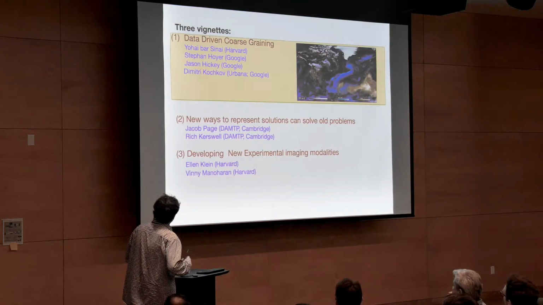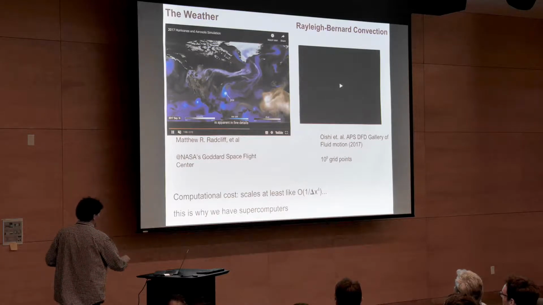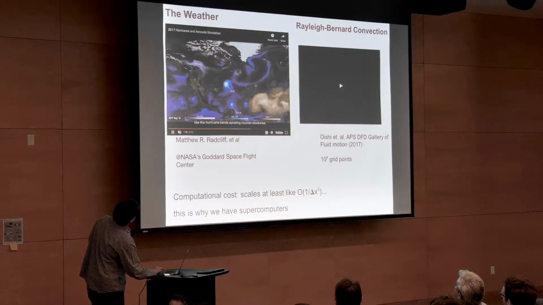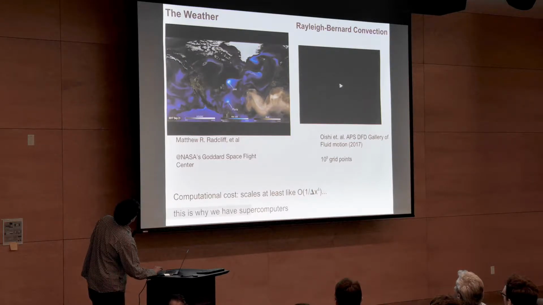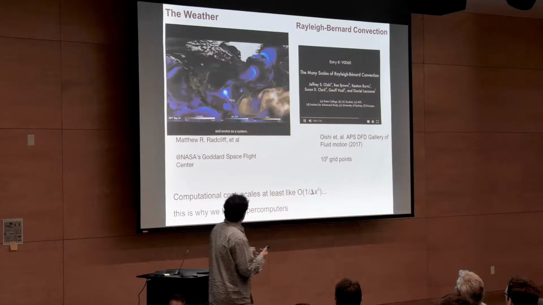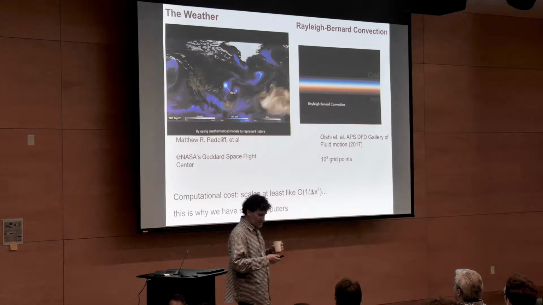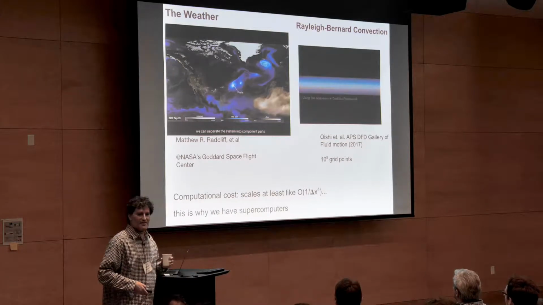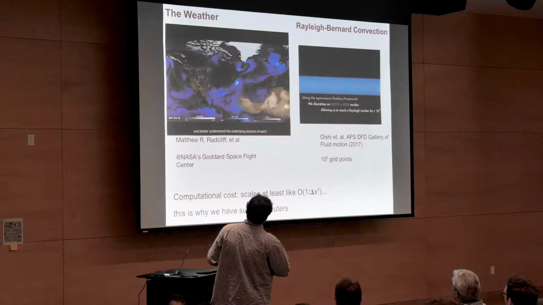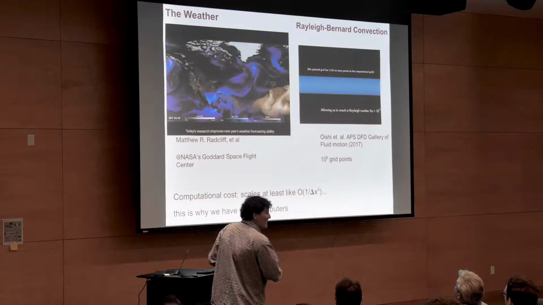So data-driven coarse graining. The way that this goes is these are supposed to be simulations. These are simulations of the weather, and here's a simulation of turbulent convection. What you're supposed to see is that there's just tremendous complexity. Fluid mechanicians stare at these things and it makes them happy. And this tells you about all of the grid points that are used. This is a simulation with 10 to the 8 grid points.